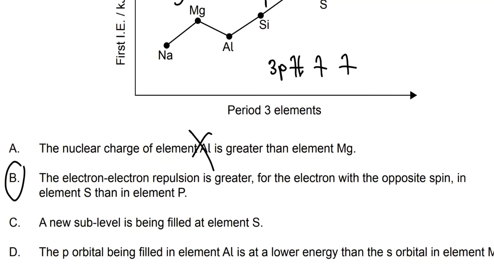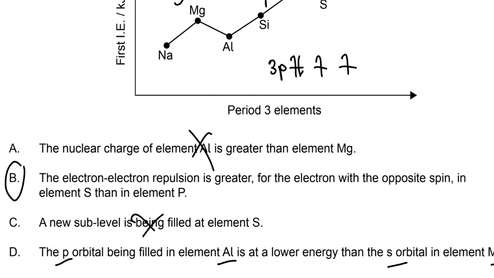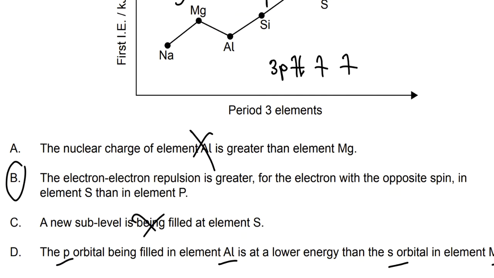A new sublevel is being filled at element S. That's not true. It's still the p sublevel. The p orbital filled in aluminium Al is a lower energy than s orbital in element Mg. Well, this is correct in terms of saying that this is the p orbital. P orbital is in Al, and the s orbital is in Mg. But I believe that the p orbital is actually higher energy, so this statement itself is incorrect. The whole statement is incorrect, so D is not going to be our answer. B seems to be the correct answer for this question.